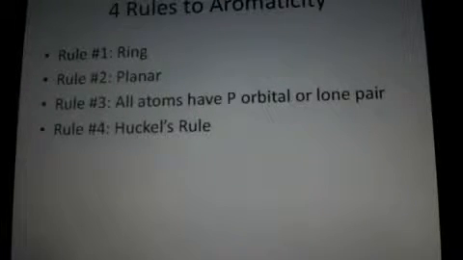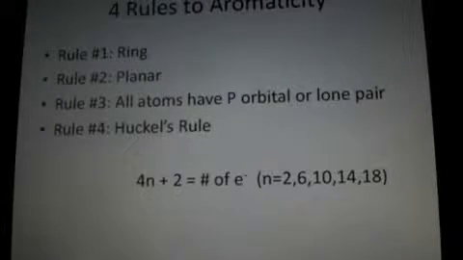And lastly, rule number four says that it has to follow Huckel's rule. And you may ask, what is Huckel's rule? Well, Huckel's rule is an equation, 4n plus 2, equaling the number of electrons on a ring.